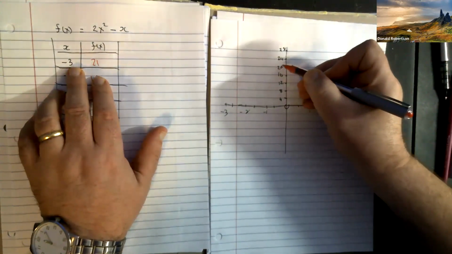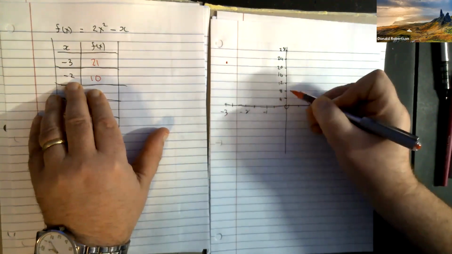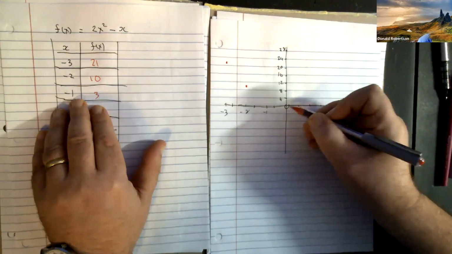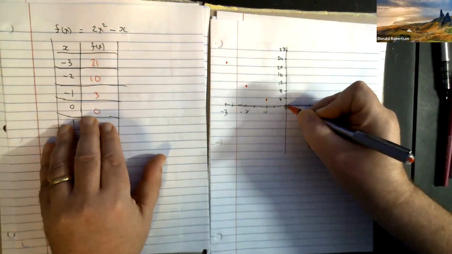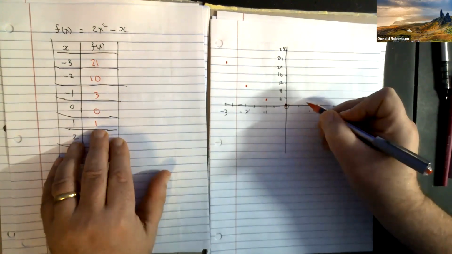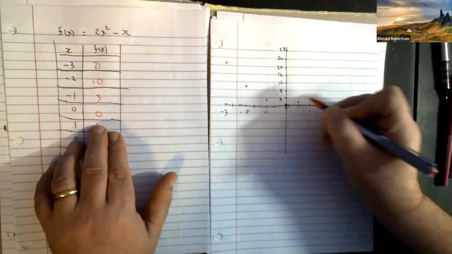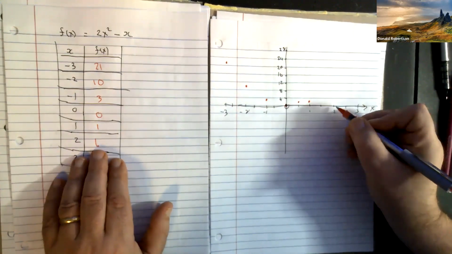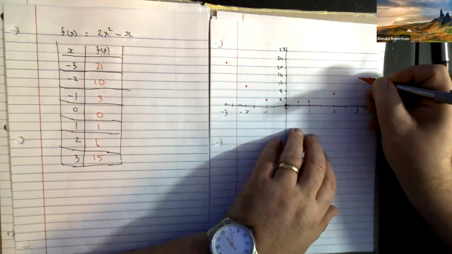-3 and 21 is about here. -2 and 10 is about here. -1 and 3 is about here. 0 is 0, which is here. And then 1 gets you 1, that's here. 2 gets you 6, which is about here. And 3 gets you 15, which is about here.